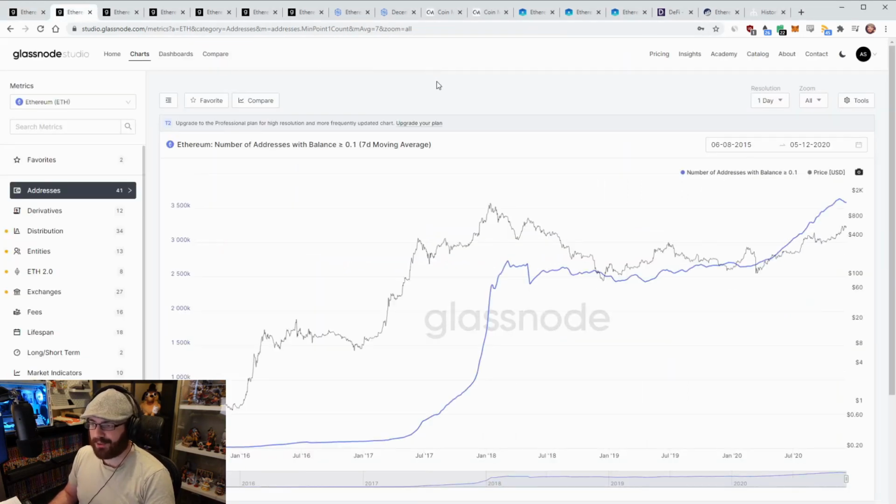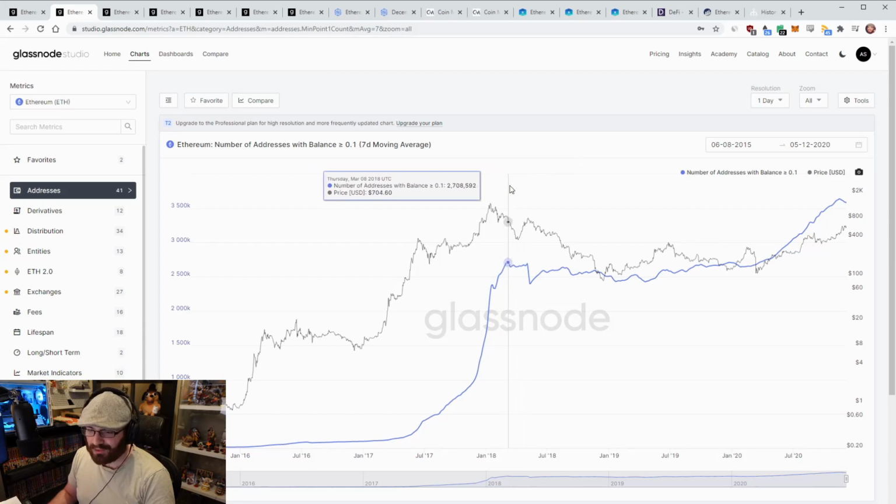Another one that I like to keep an eye on is the Ethereum number of addresses with a balance of more than 0.1 ETH. So this is the 7-day moving average here. This is very interesting because 0.1 ETH is worth different amounts at different times, right? Today when ETH is $600, 0.1 ETH is worth $60. Whereas when ETH is $100, 0.1 ETH is worth $10, for example. So I think tracking it at today's price is quite accurate. It kind of shows the distribution of holders increasing or decreasing.